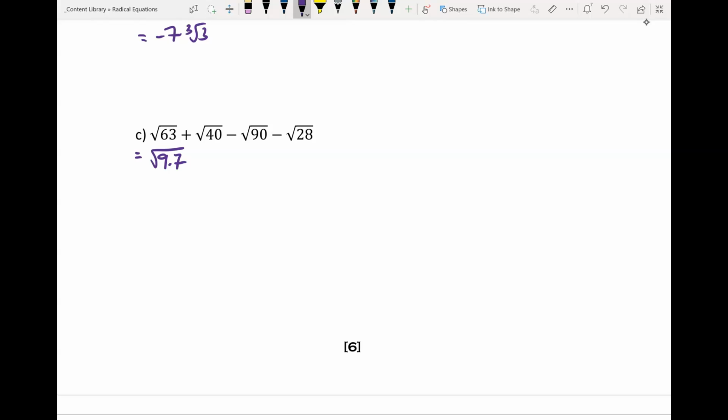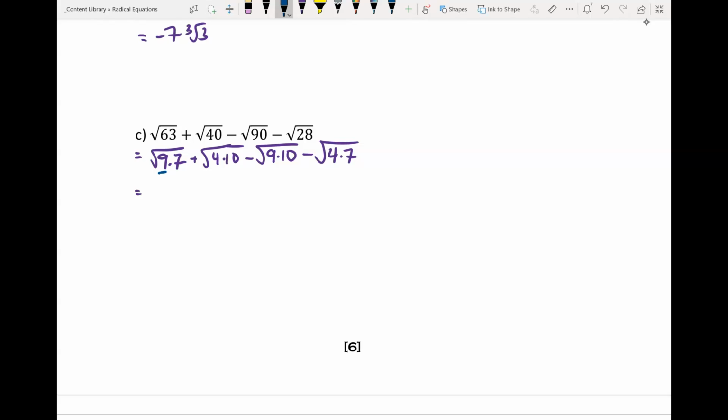Remember that we can take the square root of 9 because that's 3. For the next one, I can change this to 4 times 10. I can take the square root of 4. And then we also can do 9 times 10 because we can take the square root of 9. And then lastly, I can do 4 times 7 here because I can take the square root of 4.